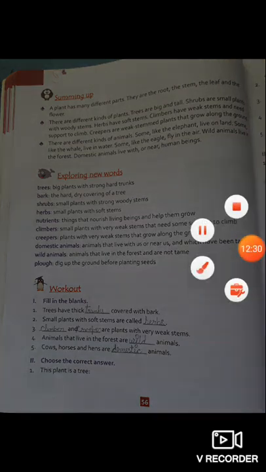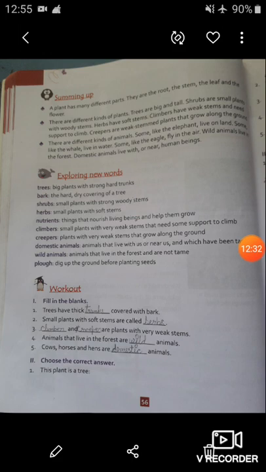Now students, let's work out. Filling the blanks. First, trees have blank covered with bark. So here you can write trunk. Now second, small plants with soft stems are called herbs. Next, blank and blank are plants with very weak stems.